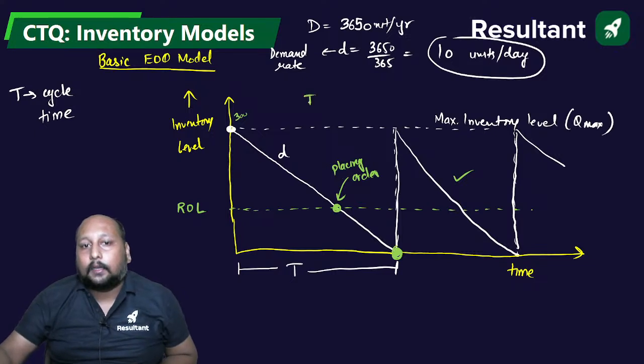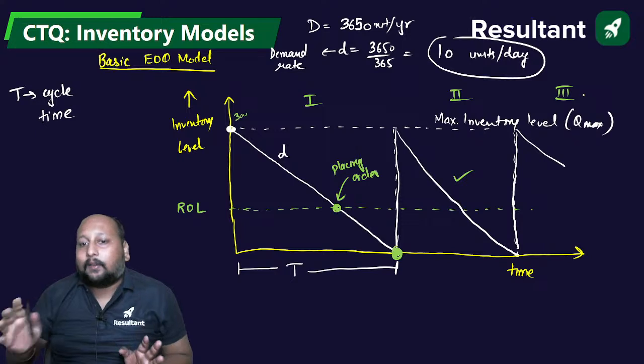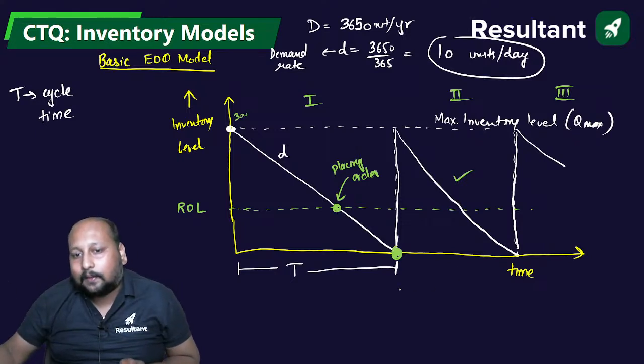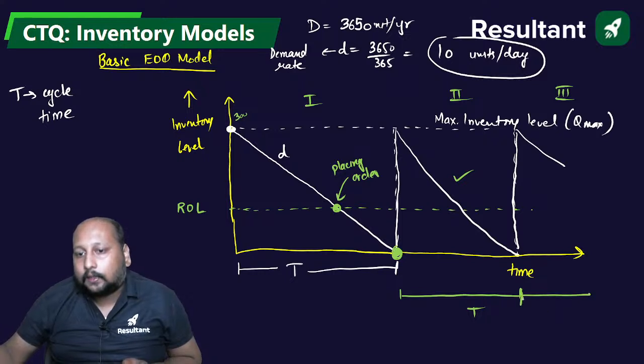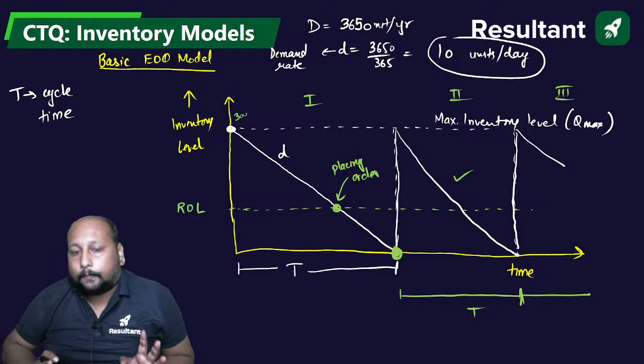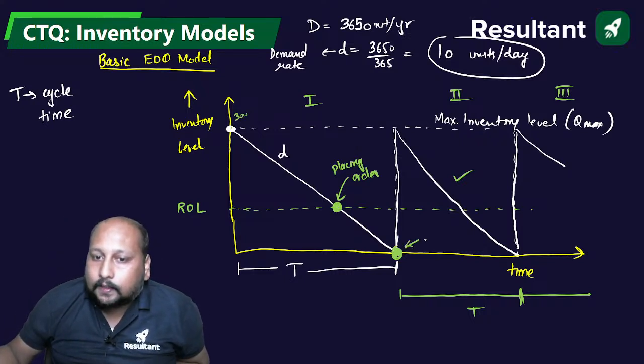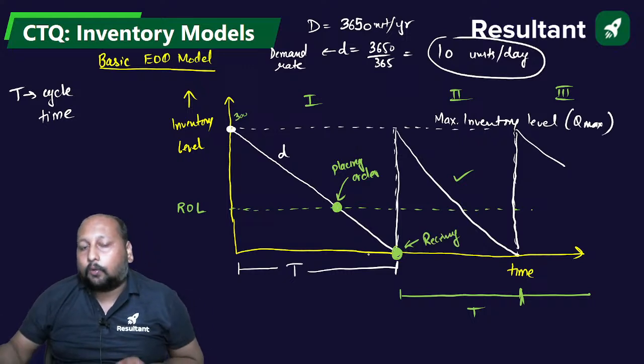This is lot 1, this is lot 2, this is lot 3, and this way it goes on. This cycle will continuously be the same. This is capital T, this is capital T. This way the cycle time will be the same. This is the reason we call it a deterministic model. We are placing the order over here, and we are receiving the next lot over here.